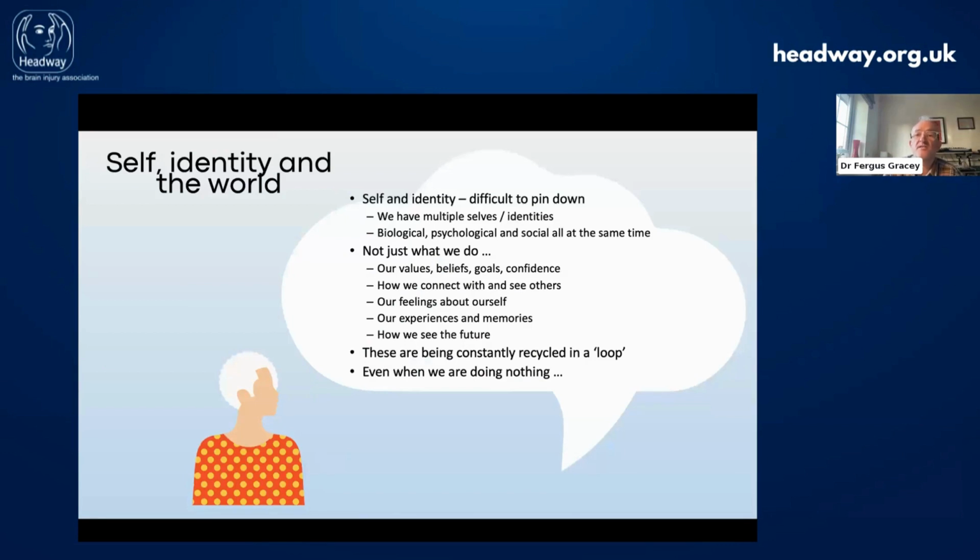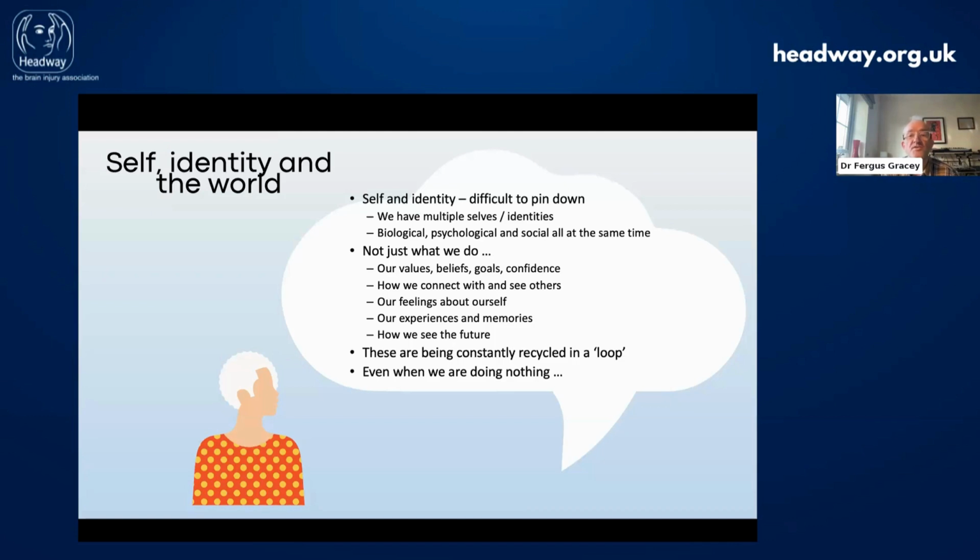So self and identity are a bit difficult to pin down. Looking at these models, it seems there is potential for us to have multiple selves or identities. We have a biological element: those memory processes can be localized into particular areas of the brain. They can be described psychologically in terms of self-concept, schema, memory representations, and socially. And these aren't competing explanations. They're explanations that exist all at the same time: biological, psychological, and social.